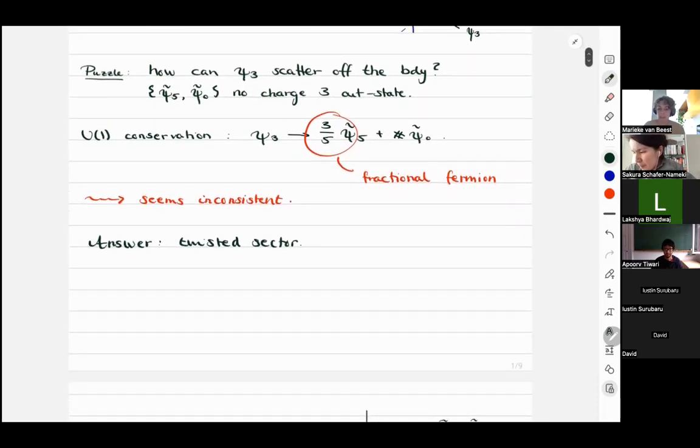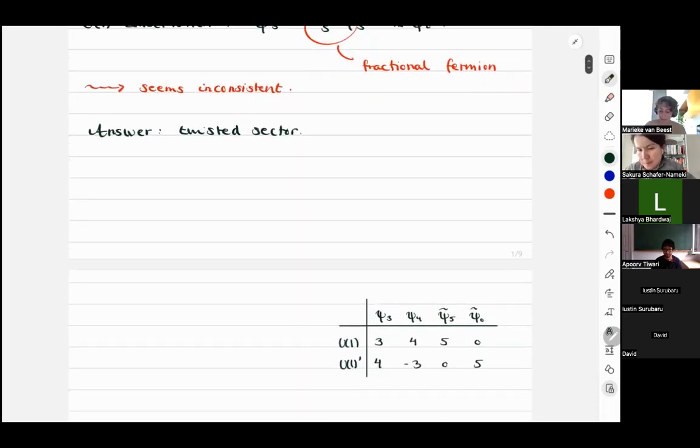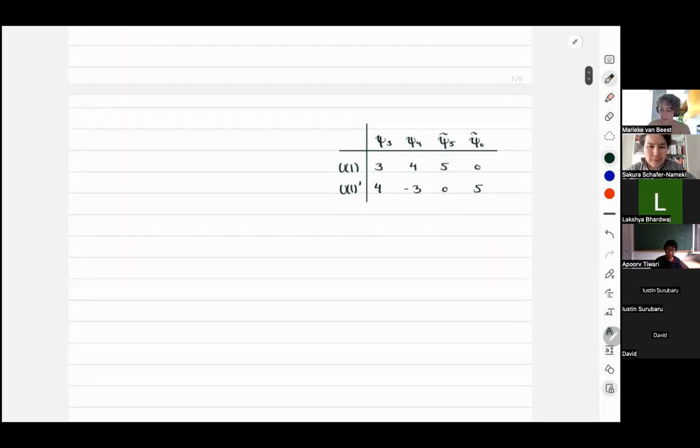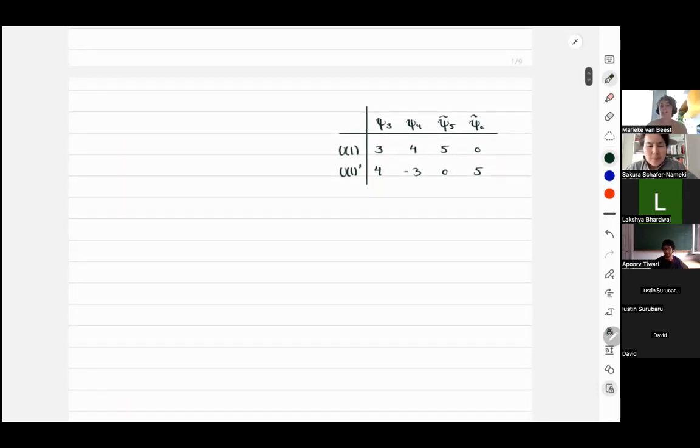Okay. So let's be completely concrete. I will consider a boundary state that's slightly more symmetric. So consider a boundary.